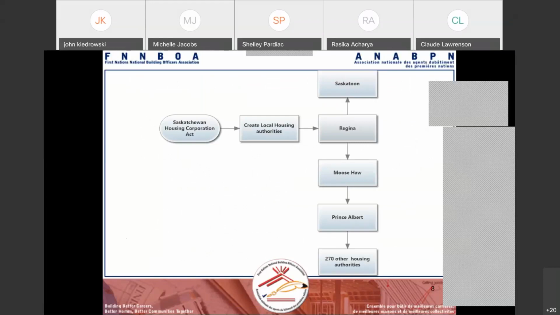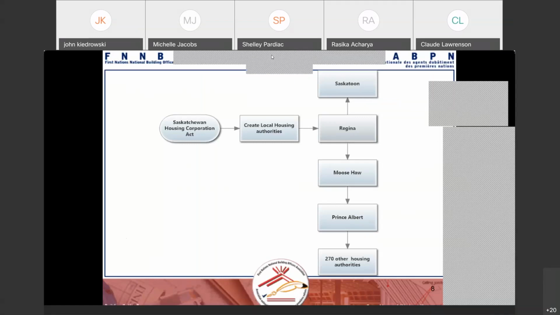So here's a breakdown of the Saskatchewan Housing Corporation. They have the Saskatchewan Housing Corp, and they create a series of local housing authorities. There's one in Saskatoon, one in Regina, one in Moose Jaw, Prince Albert, and 270 other local housing authorities. All these local housing authorities operate independent of the Saskatchewan Housing Corporation. While they may share similar bylaws and similar agreements because it's all within the province, they all operate by their own board and governance, and they serve their local communities. Next.